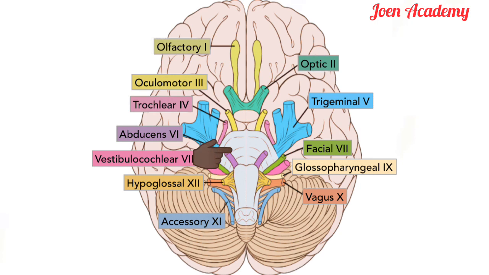On the pons, we have the 5th, 6th, 7th, and 8th cranial nerves arising from this point. These cranial nerves are the trigeminal nerve, the abducent nerve, the facial nerve, and the vestibulocochlear nerve. Finally, on the medulla oblongata, the 9th, 10th, 11th, and 12th cranial nerves arise. The glossopharyngeal nerve is the 9th cranial nerve, the vagus nerve is the 10th, the accessory nerve is the 11th, while the hypoglossal nerve is the 12th cranial nerve.